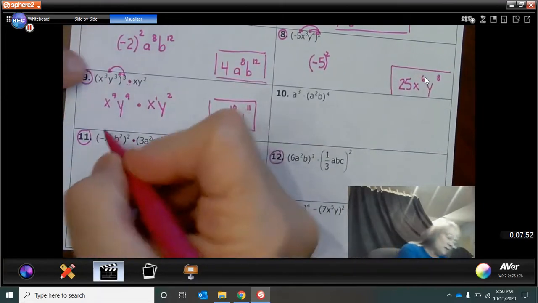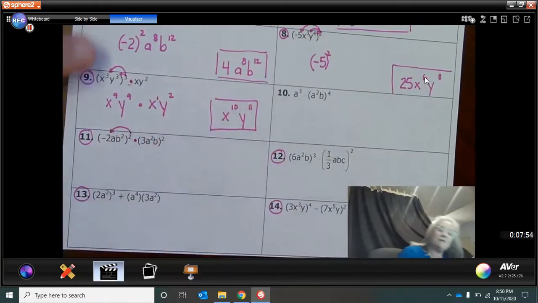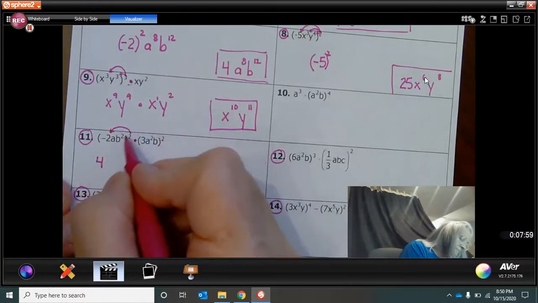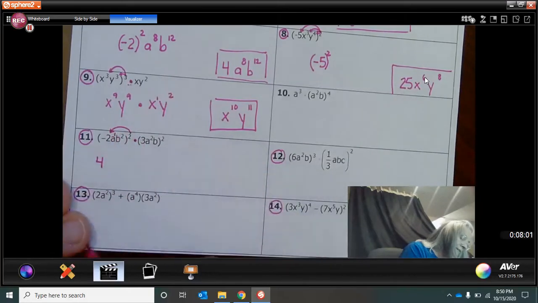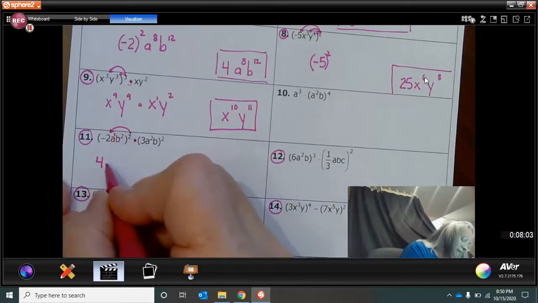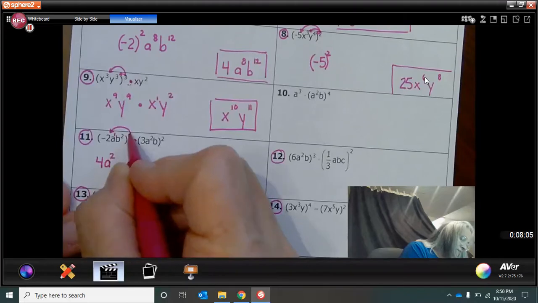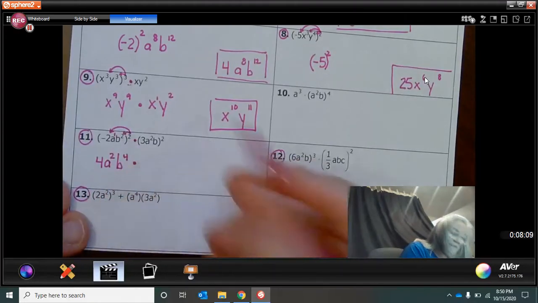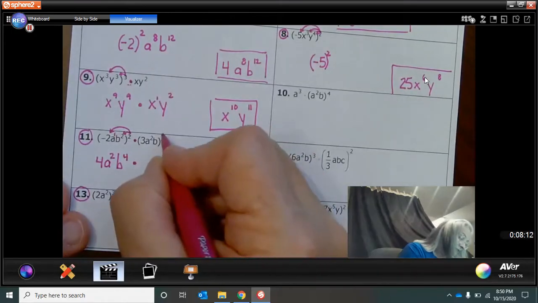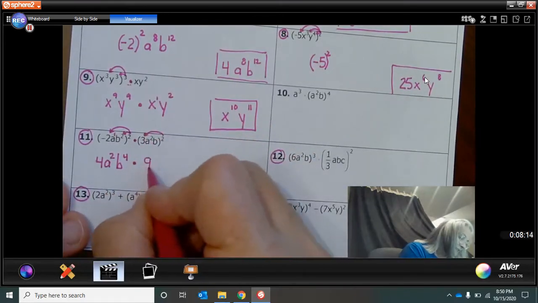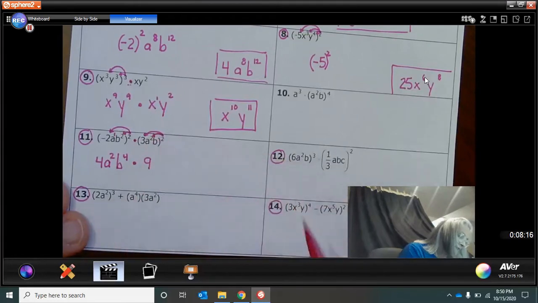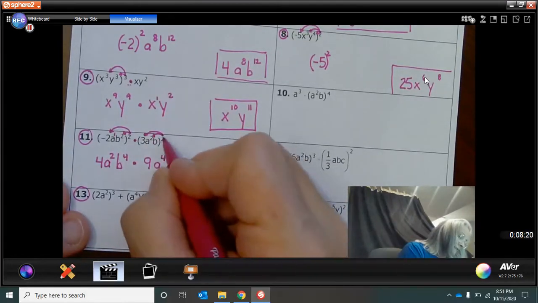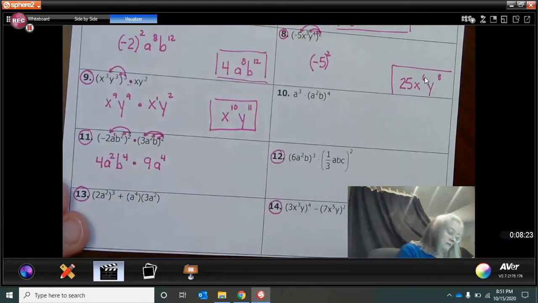Okay, so I am going to raise negative 2 to the power of 2. Negative 2 times negative 2 is a positive 4. I'm raising a to the power of 1 by the power of 2. 2 times 1 is a squared. 2 times 2 for b is b to the 4th. Times, now I've got to raise this one to the power of 2 over here. 3 times 3 is 9. a squared being raised to the power of 2 is a to the 4th. And b to the 1st being raised to the power of 2 is b squared.